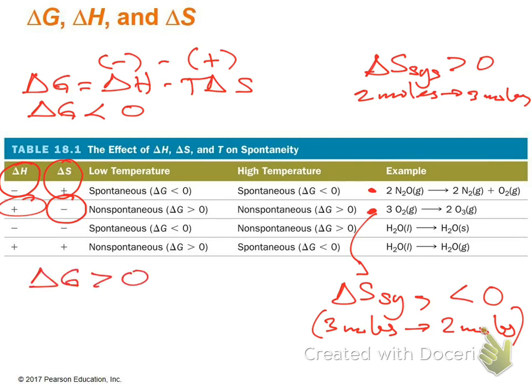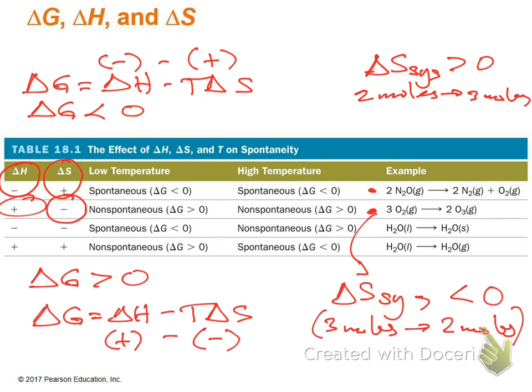Again, if we plug it into that equation, if this was a positive value and you're subtracting a negative value, then that's basically an addition, a positive value plus another positive value. So it's always going to be positive. And so this specific example will always be non-spontaneous regardless of temperature.